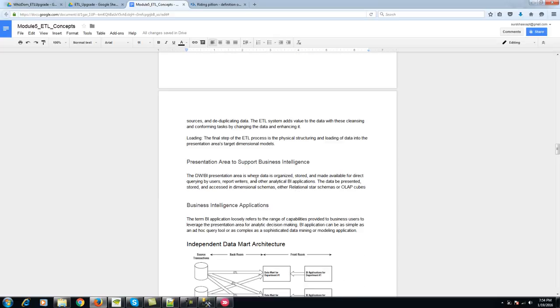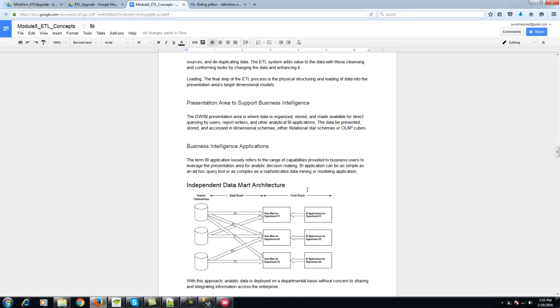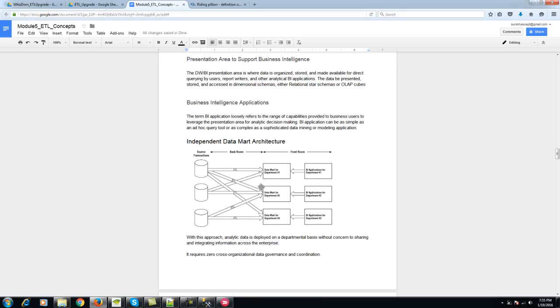The presentation layer is where you have your cubes and the data marts, where you store your data, and then that data can be used for your reporting application. There are two types of architecture: independent data mart architecture. So in this architecture, what will happen if you have multiple source systems?